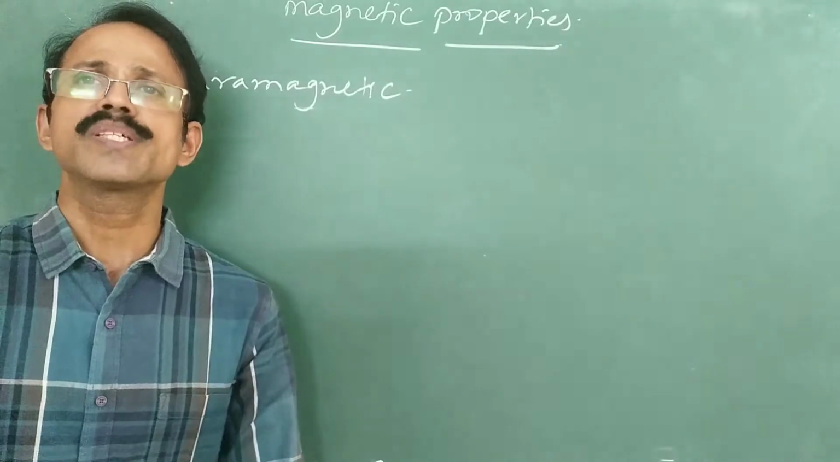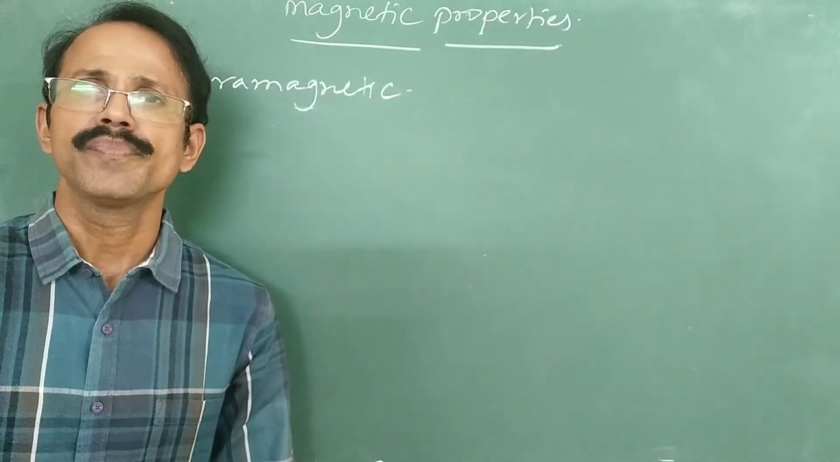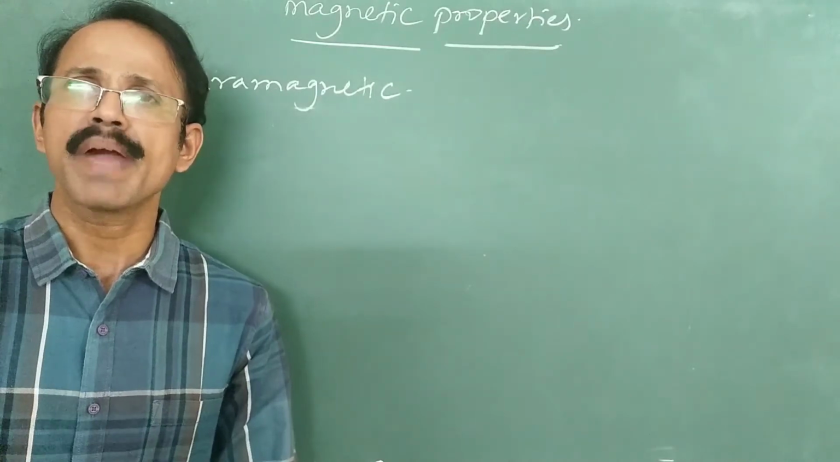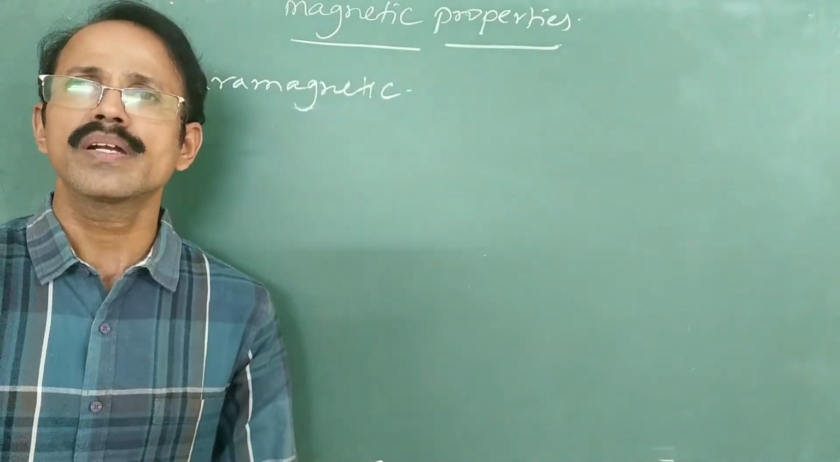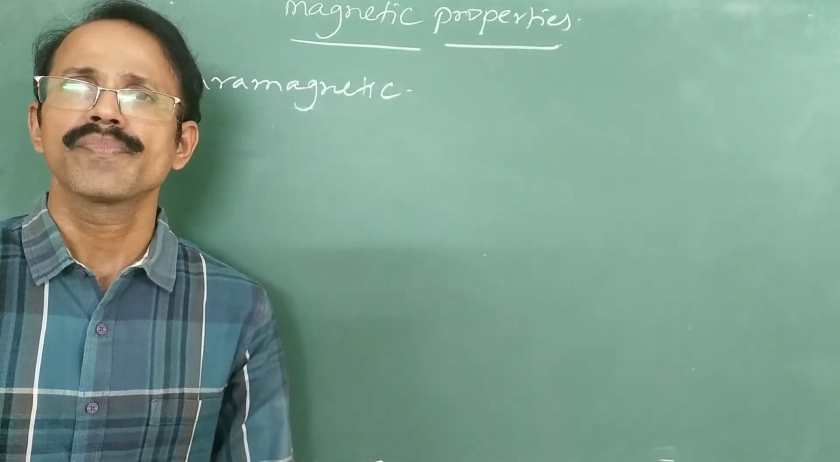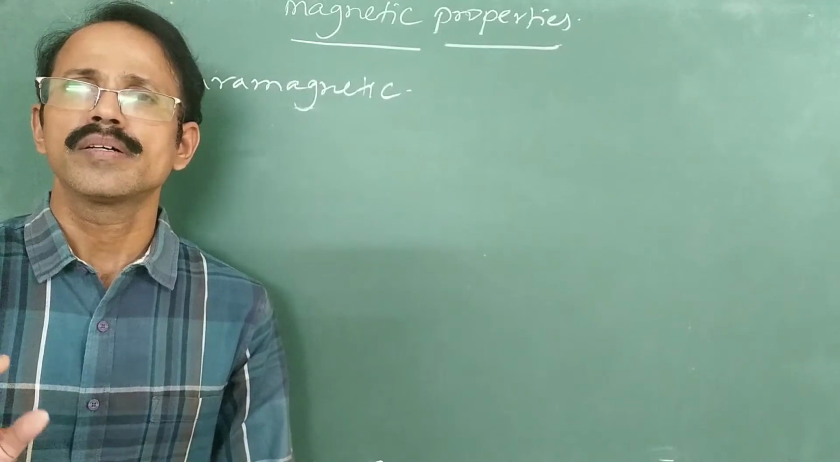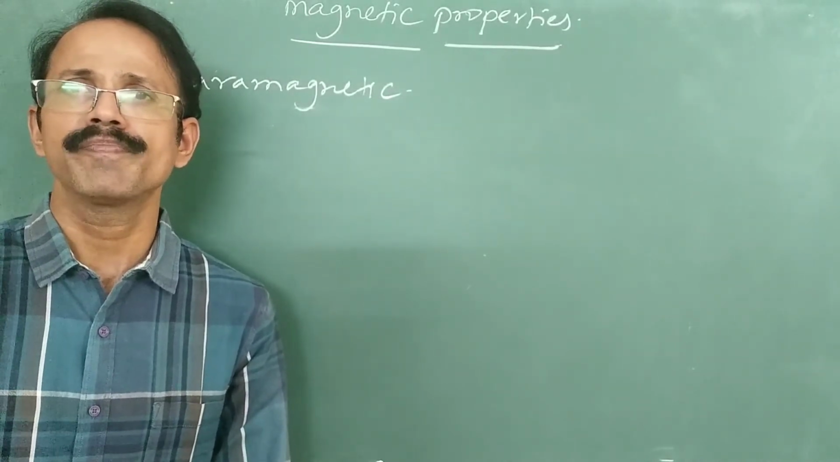But if you remove the substance, once again the electrons will be randomly aligned or it loses its magnetism once again. So that means you cannot permanently magnetize this kind of substance, or you can magnetize this substance temporarily, right?